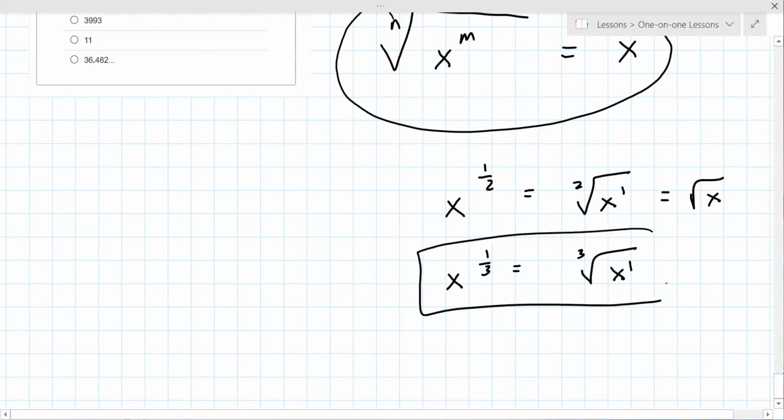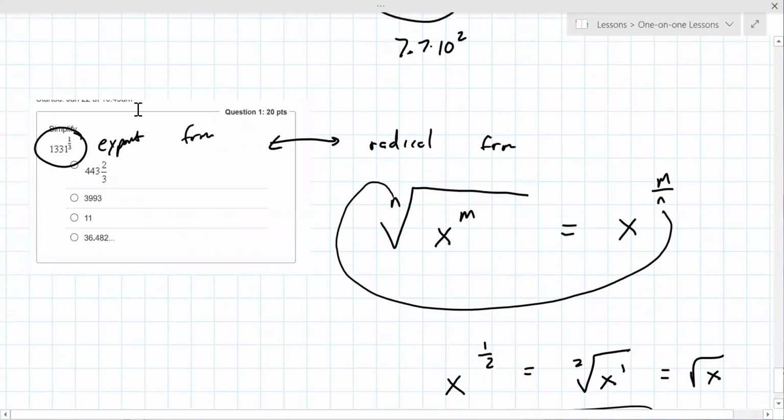And I would write this down, or I'd say, okay, that three goes there, and that 1 goes there. And that's how I would remember it. I would come up with an example here. So this problem is the cube root of 1331 to the power of 1. Now the power of 1 doesn't mean anything here, but that's what it is.